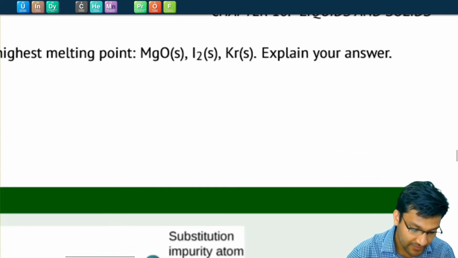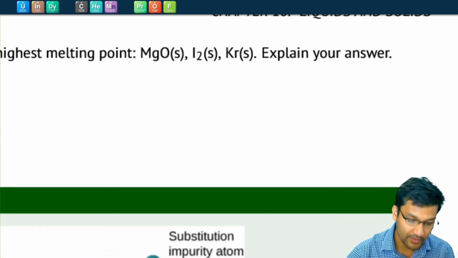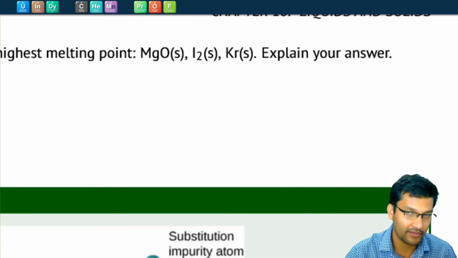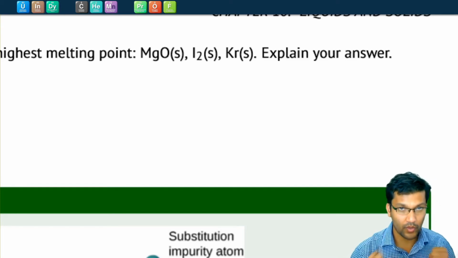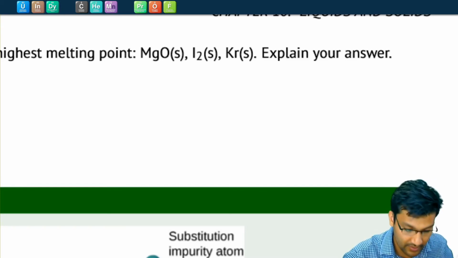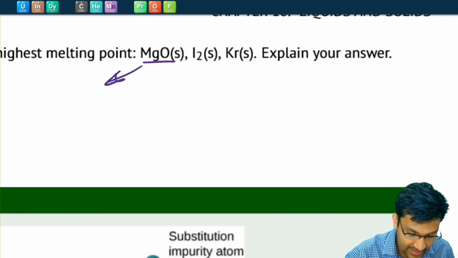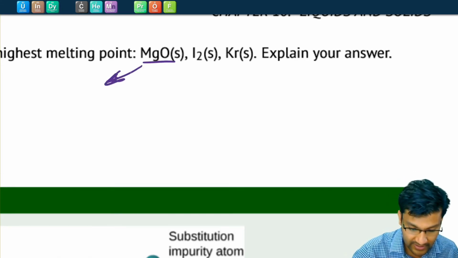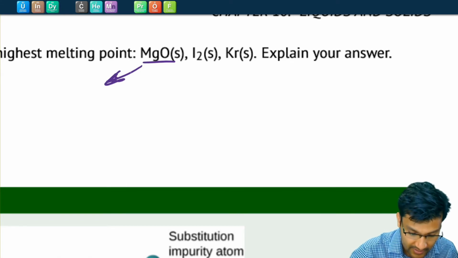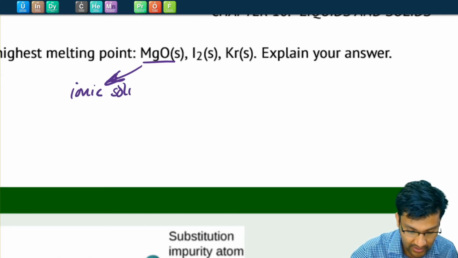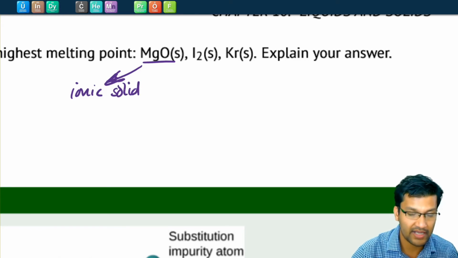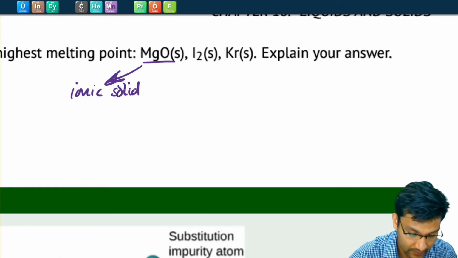All right, so in order for us to figure out what their melting points are, we need to figure out what kind of solid they form, and therefore what kinds of bonds are holding them together. So MgO, that's an ionic compound, right? Mg2+, O2−. So this is ionic bonds. It's an ionic solid. We know that ionic solids typically have very high melting points.